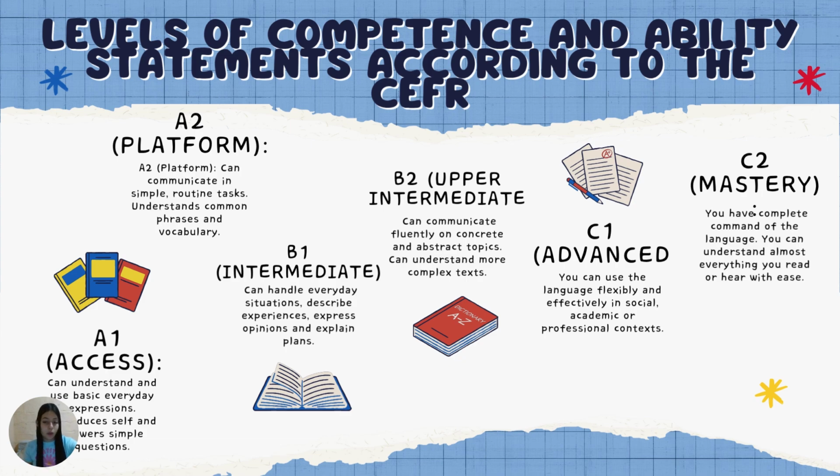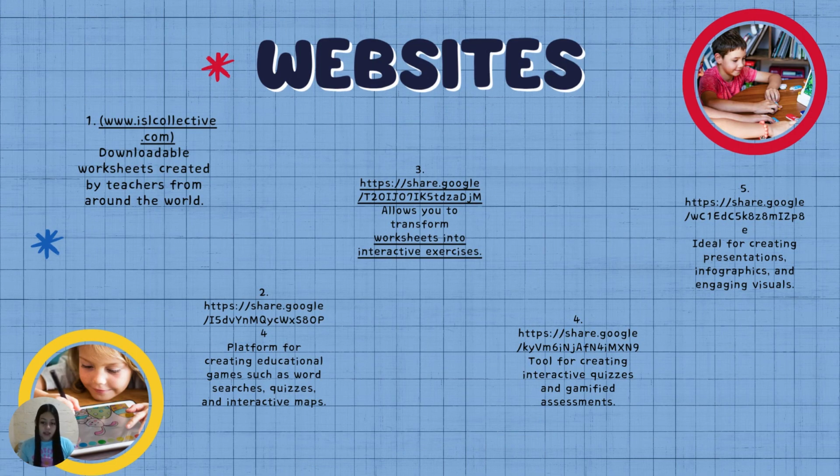And the next is levels of competence and ability statements according to the CEFR. I think many of you have heard about English levels, but at least I don't know what each one meant. So here it is explaining what A1, A2, B1, B2, C1, C2 are, and here it is explaining. The next is websites.